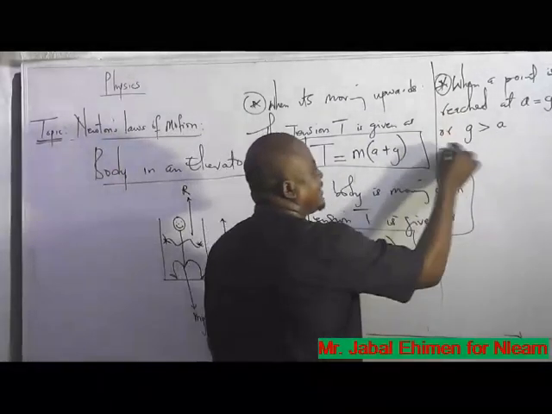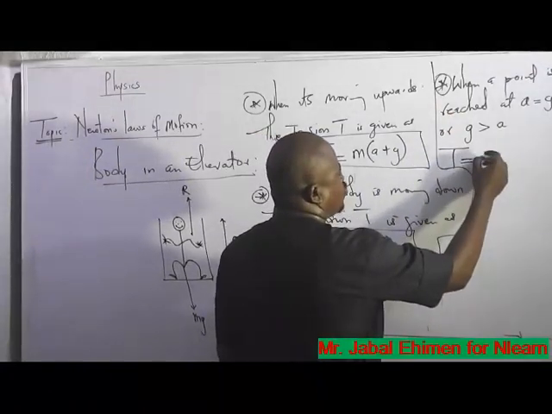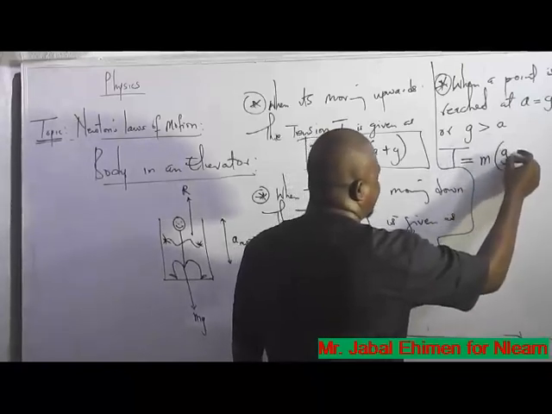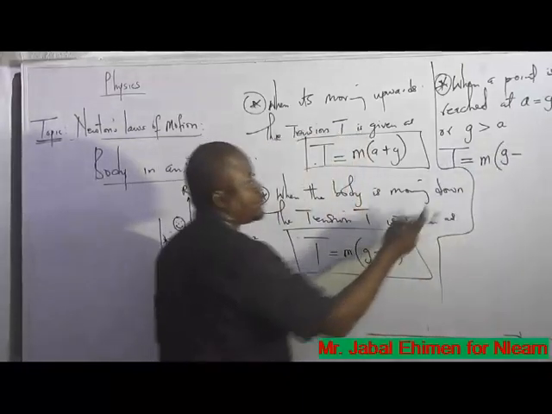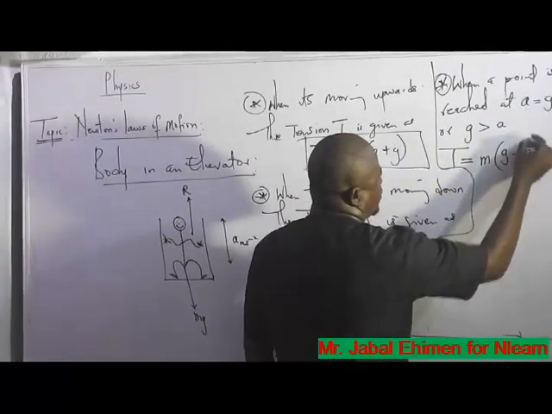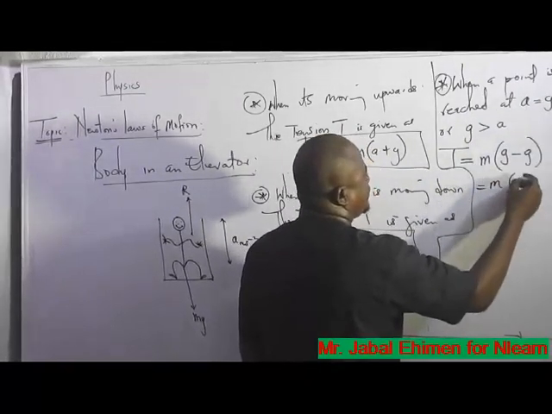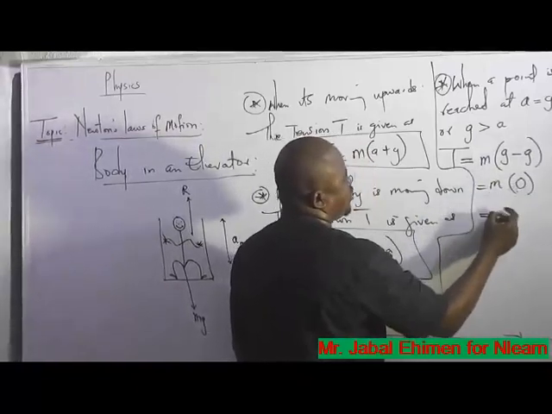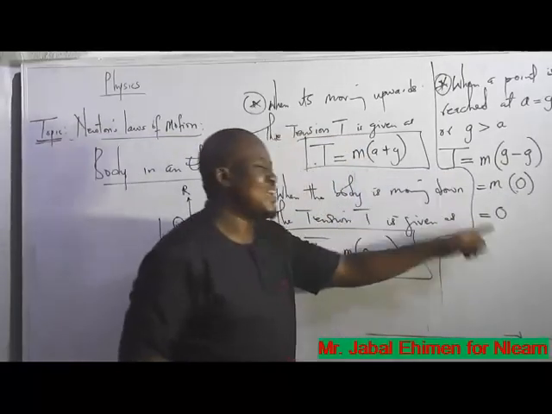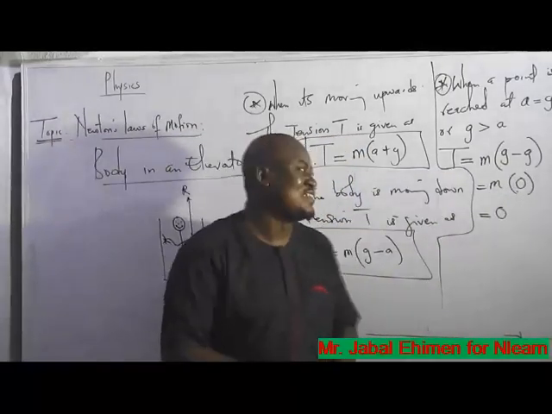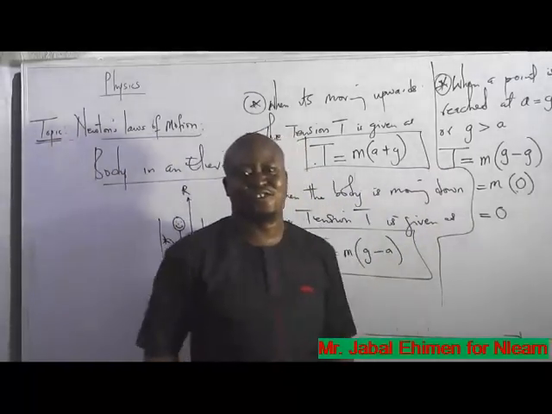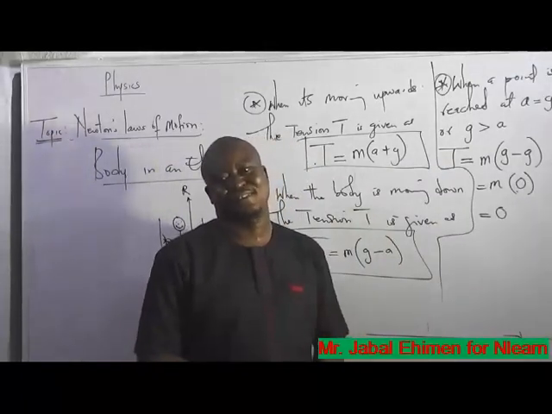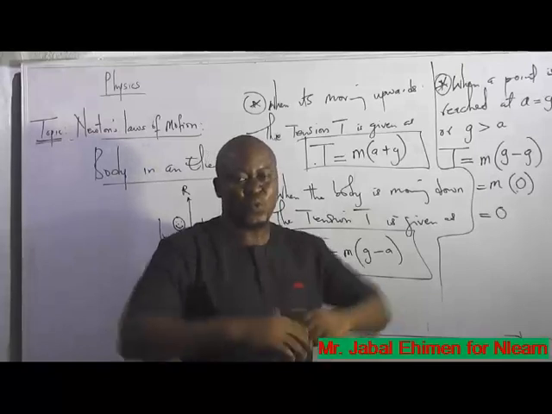Something will happen. The tension will now be equal to M(G − A). From here, A is now equal to G, so it becomes M(G − G), which is M(0). M times 0 becomes 0. So the body will experience something when the tension on it is 0. The weight of the body, everything is 0. The body will experience something called weightlessness.